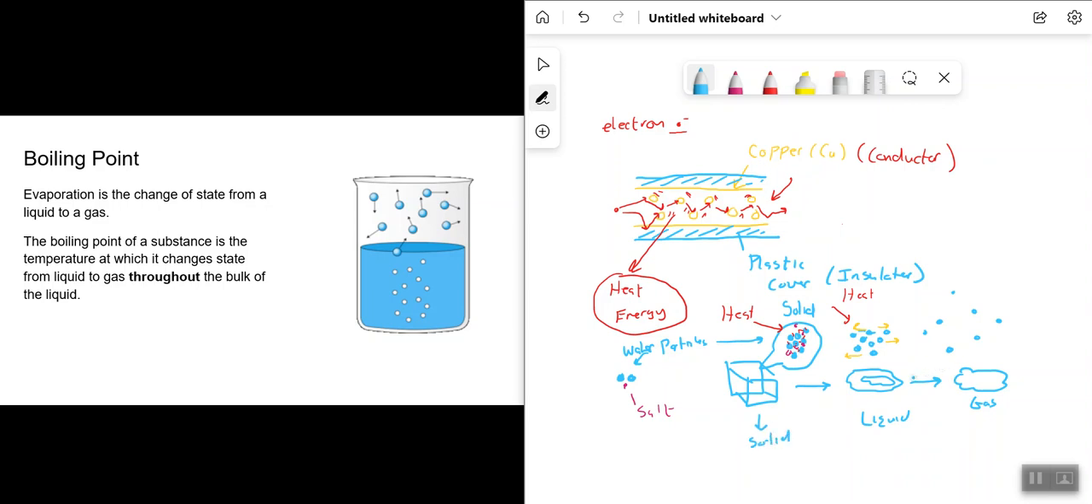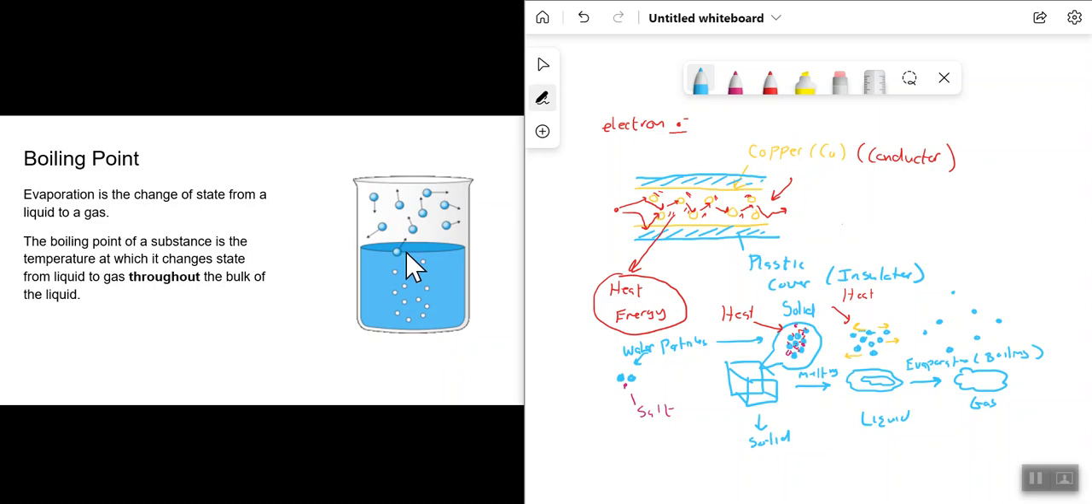And we have what's called evaporation. So evaporation is happening here, and we have melting happening here. Another word for evaporation is boiling. So it's basically changing from a liquid into a gas. So evaporation is the change of state from a liquid to a gas.